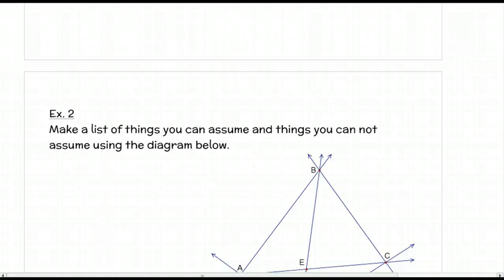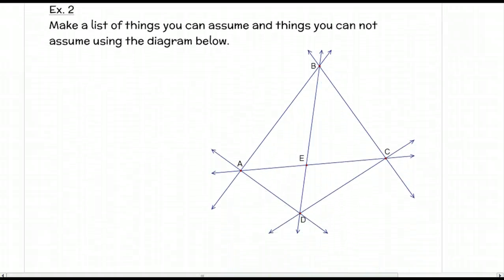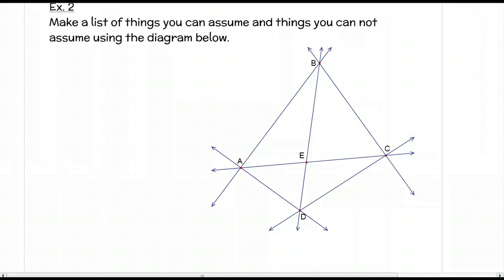And then moving on to example 2, we're going to use this diagram here to make a list of things that you can assume and things that you cannot assume based on this diagram that we have here, this very fancy diagram. See if you can come up with 2 or 3 or 4 examples of things you can assume and things you cannot assume. Again, make sure you write down any questions you have, and I'll see you in class.